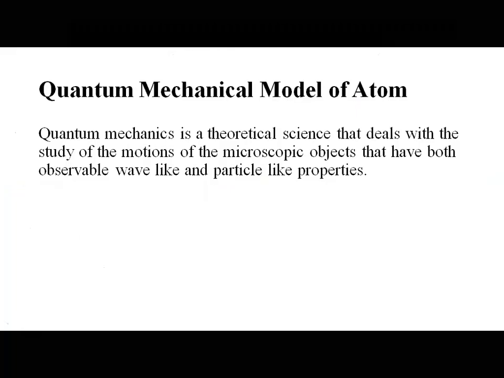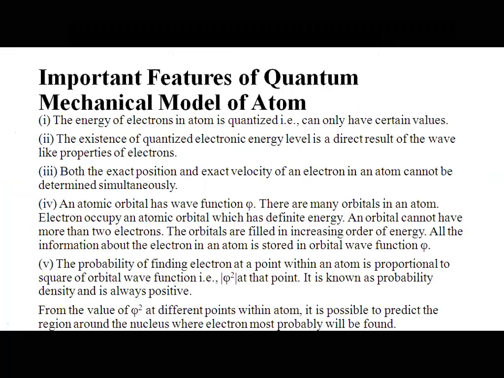Quantum mechanical model of an atom. Quantum mechanics is a theoretical science that deals with the study of motions of microscopic objects that have both wave-like and particle-like properties. What are the important features? We have seen everything just now. Schrodinger's wave equation comes into this context. Energy of electrons in an atom is quantized. The existence of quantized energy levels is a direct result of the wave-like properties of the electrons. Both the exact position and velocity of an electron in an atom cannot be determined simultaneously.